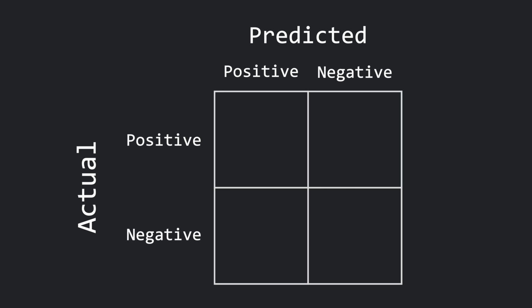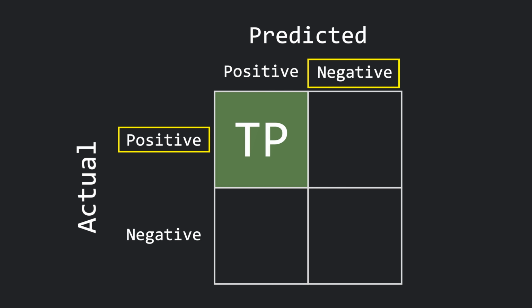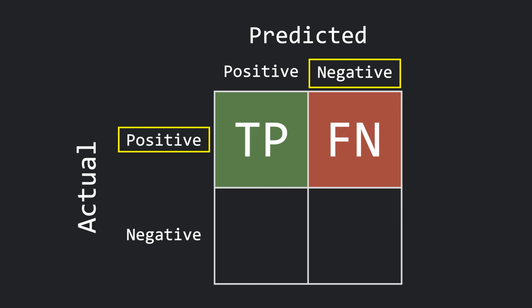On the left side, we have the actual true values, and on the top, we have the predicted values from our model. If you look at the first cell, it represents true positives, meaning the actual class was positive and the model also predicted it as positive. The next cell in the first row corresponds to false negatives. Here, the actual class was positive, but the model incorrectly predicted it as negative.